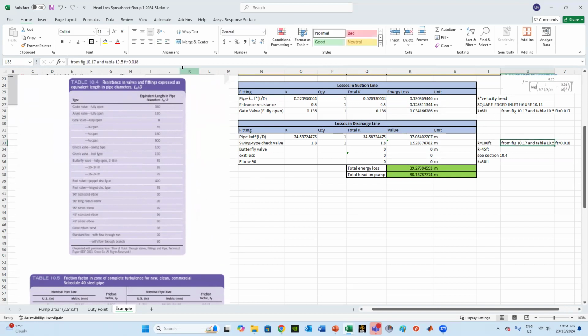So here we could adjust that. We say from table 10.4, and this one as well from table 10.4. So this is very helpful for you when you work on your assignment. And you can see that's the butterfly valve. It's fully open. It's about 45. So that FT and FT is the same thing. So I could copy this one and put it here as well.